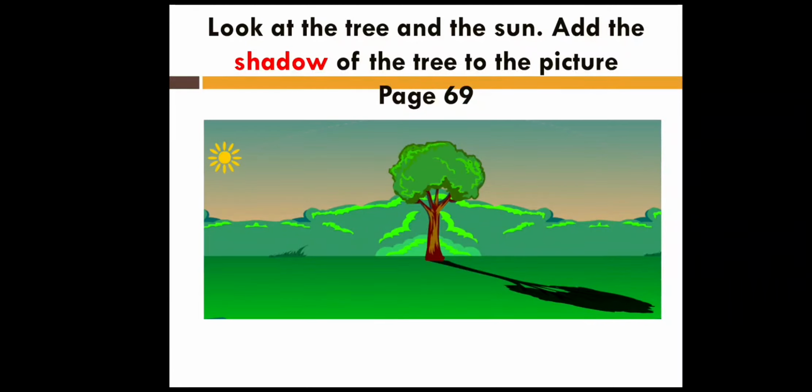Look at the tree and the sun. Add the shadow of the tree to the picture. Page 69. The shadow appears in the opposite direction of the light source. So the sun is the light source here. Where is the sun? The shadow appears in the opposite direction of the sun, of the light source. So draw the shadow here in the opposite direction.